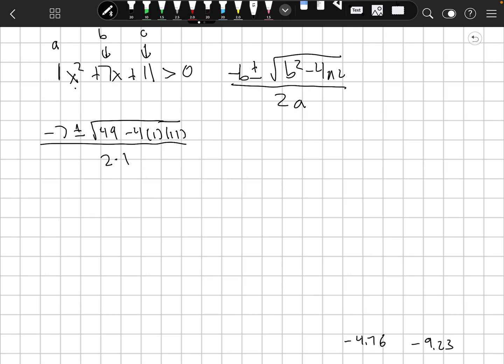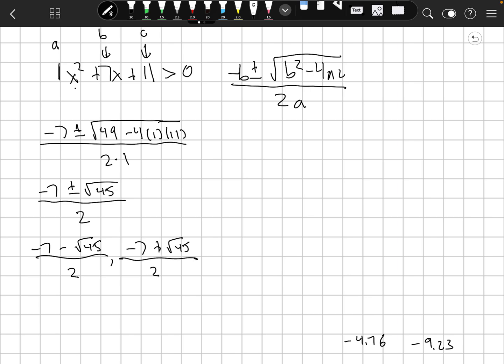So let's clean it up a little bit. Look inside the square root. We can say 49 minus 44, that's 5, so negative 7, plus or minus square root 5, all over 2. Okay, hopefully you see two answers in here. Negative 7 minus the square root of 5 over 2, and negative 7 plus the square root of 5 over 2. Now earlier I went to the trouble of finding a decimal approximation so we can kind of figure out the rest of this problem here. So we got negative 4.76 and negative 9.23.